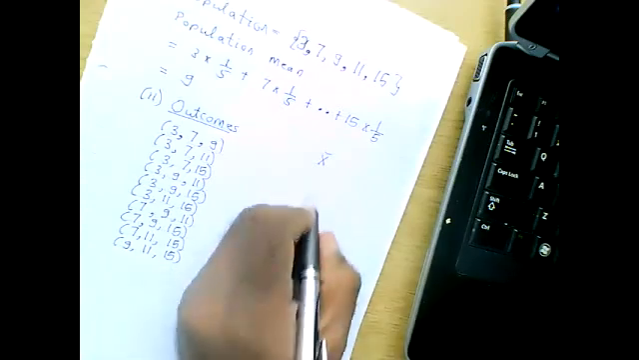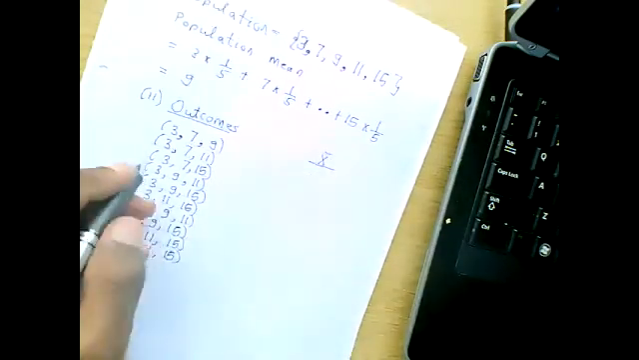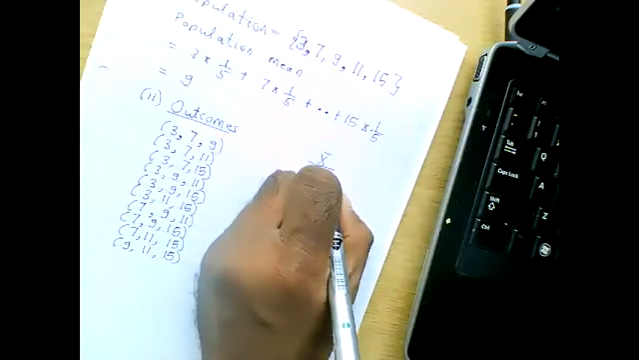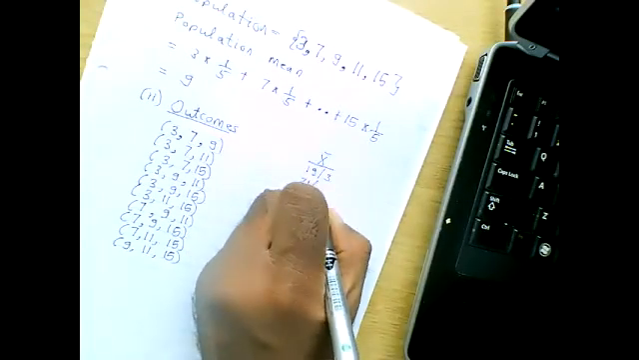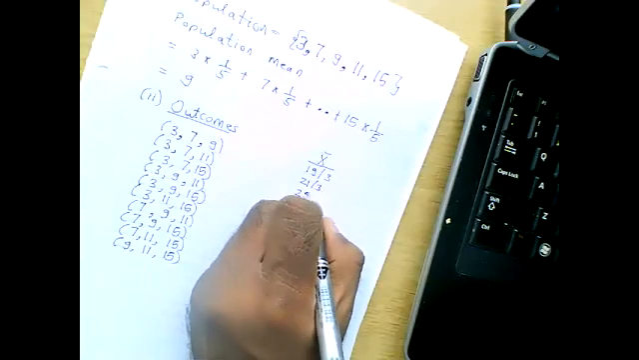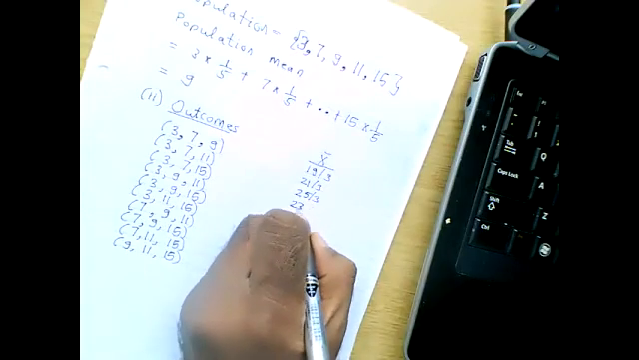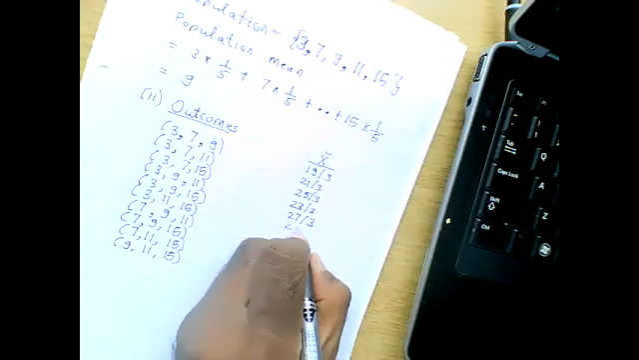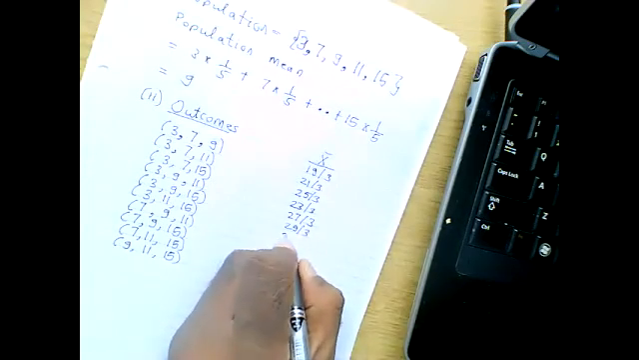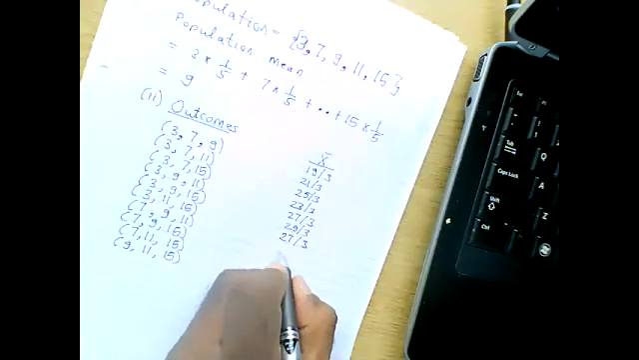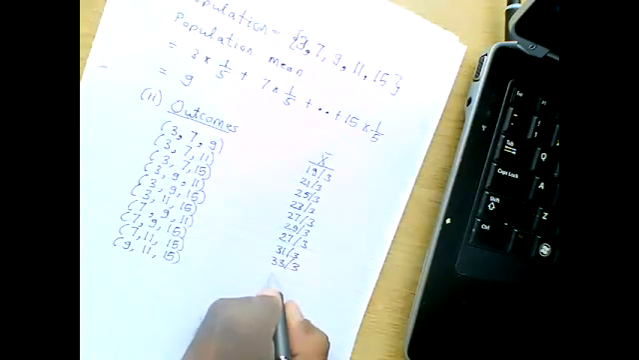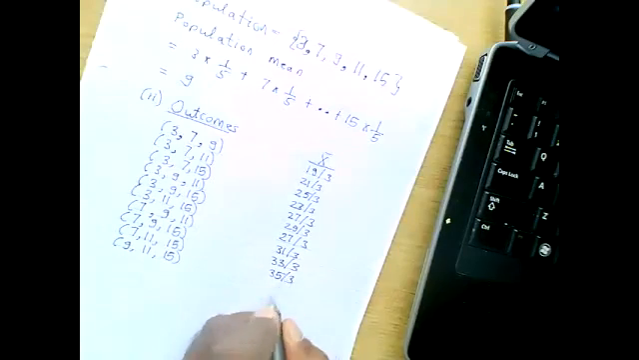And the corresponding values for X bar. Remember, X bar is the average of these 3 numbers. It's going to be 19 by 3, 21 by 3, 25 by 3, 23 by 3, 27 by 3, 29 by 3, 27 by 3, 31 by 3, 33 by 3, and 35 by 3.